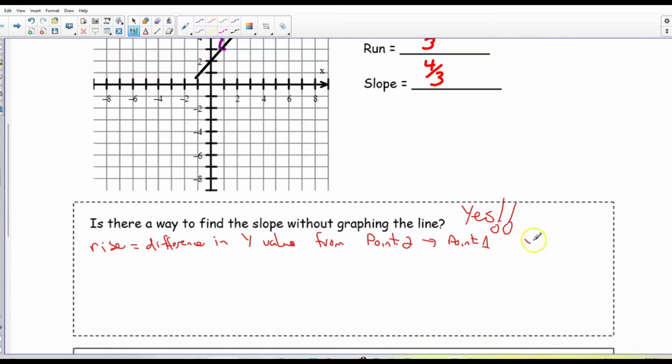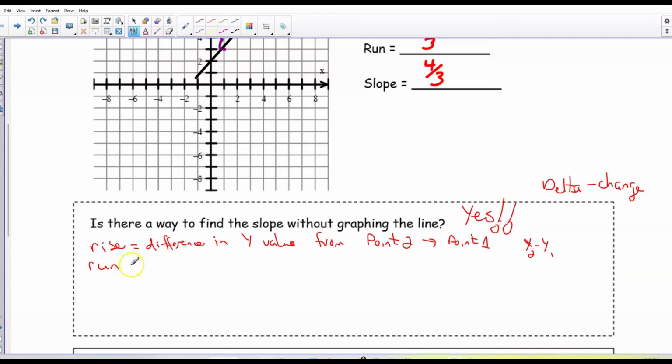So I'm going to take y2 minus y1, and we'll look at the numbers in a second. y2 minus y1. Remember we talked about the Greek word delta. And delta, in the mathematical sense, means change. So what's the change in the y value from one point to the other? That's our rise. Now we're going to go for our run.